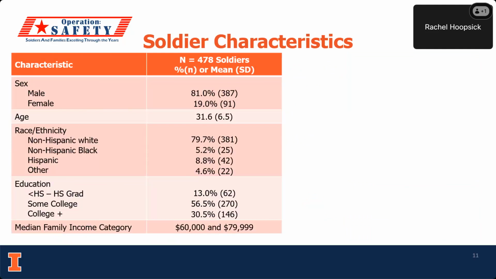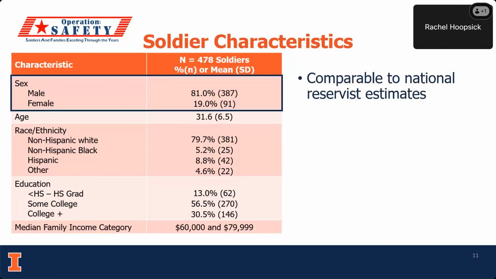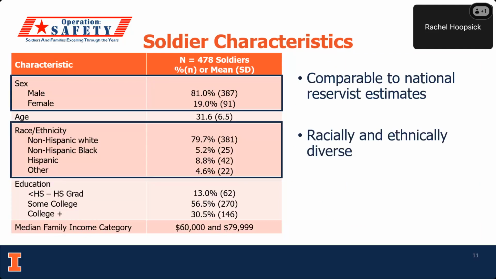So taking a look at the characteristics of the soldiers that we enrolled in Operation Safety, they were predominantly male in their 30s and with some college education. Operation Safety is comparable to National Reservist estimates, including the proportion of women, and our sample was fairly racially and ethnically diverse.